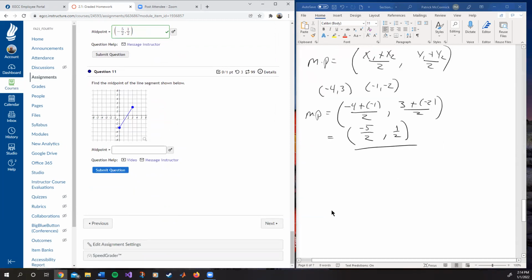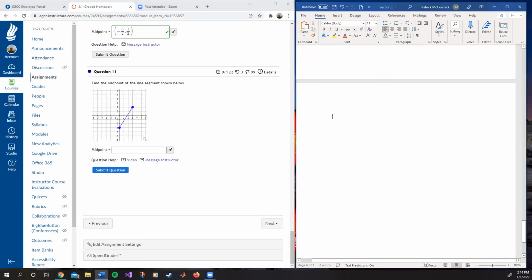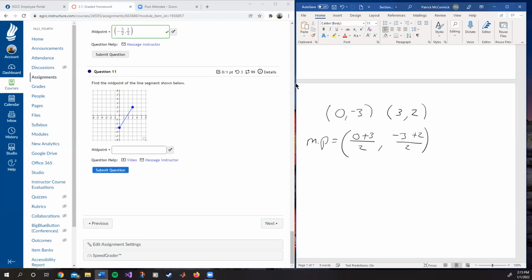And then the last question is another midpoint question. So we'll do the same type of example of the calculation here. So my first point is the point 0, negative 3. And my second point is the point 3, comma 2. So my midpoint is the average. So 0 plus 3 over 2 and negative 3 plus 2 all over 2. So I get 3 halves, comma, negative 3 plus 2 is negative 1, comma, negative 1/2.